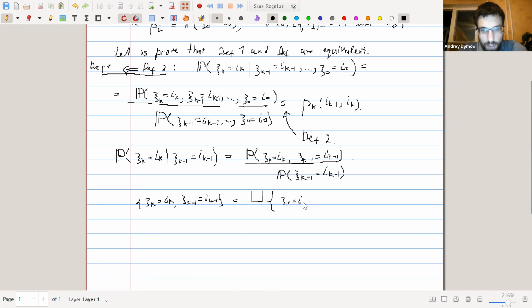ξ_k equals i_k, ξ_{k-1} equals i_{k-1}, ξ_{k-2} equals i_{k-2}, etc., ξ_0 equals i_0. And here I take the union over all values i_0, ..., i_{k-2}, which belong to my set of states X. Because at the moment of time k minus two, I'm somewhere. That's for sure. I don't know where, but I'm somewhere in X. At the moment of time k minus three, the same. At the moment of time zero, the same.